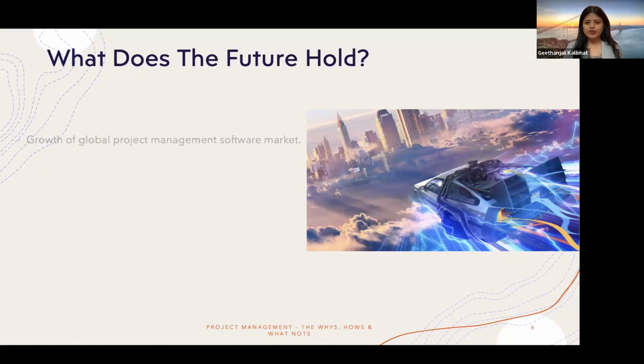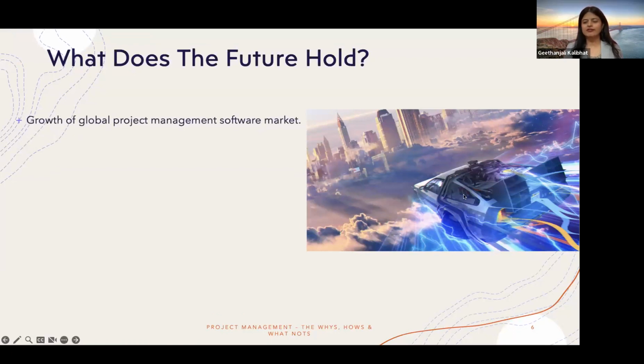What does the future hold? Just as an analogy, I have put something which depicts the future here. I hope I have done justice to the picture. Growth of the project management software market globally. I read in an article that by 2032 we are going to reach very close to $20.5 billion as the compound annual growth rate. Presently, if I go back to 2022 figures, this was just a little over $5.3 billion. So you can see the huge uptick that we are going to see.